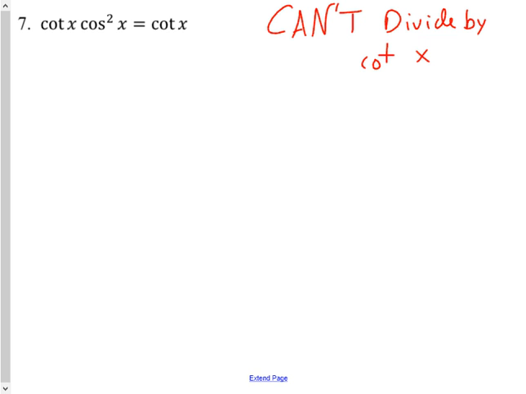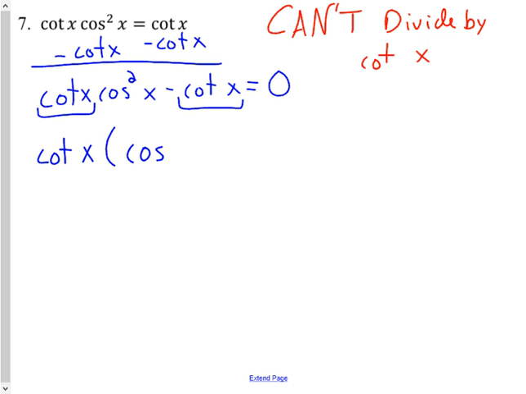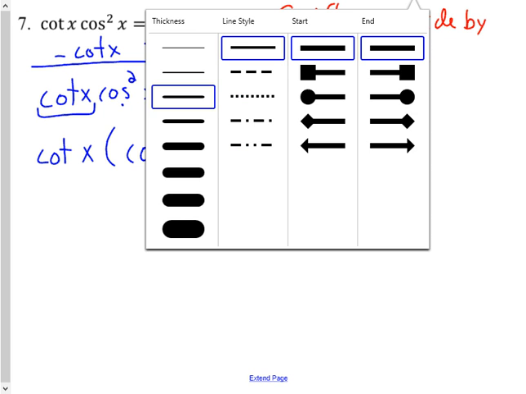So what you're going to do is bring the cotangent over through subtraction, because we can solve for things equal to 0 a lot easier than we can solve for items equal to, say, cotangent. And now, what do they have in common? Now we have cotangent. Now we can divide. Well, we're going to factor. We get cotangent of x, with cosine squared of x left over. Cotangent divided by cotangent is 1. And now I have 2 different pieces: cotangent of x and cosine squared of x minus 1. So we set each piece equal to 0.